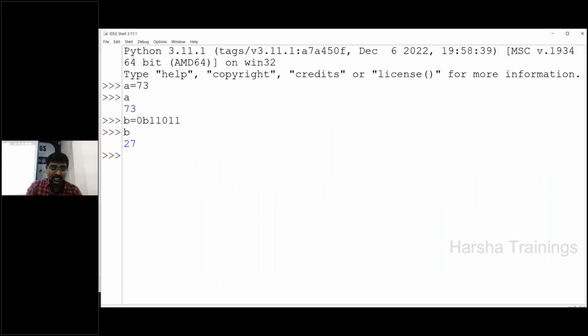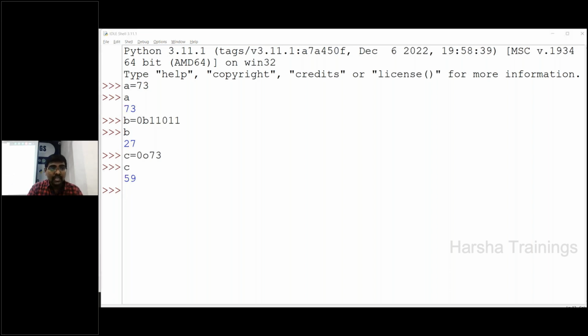Now, consider C is equal to 073, some octal number. Press enter. Now print C. What does C print? Decimal. It prints decimal. See this one. The octal value is 73, but my decimal value is 59.